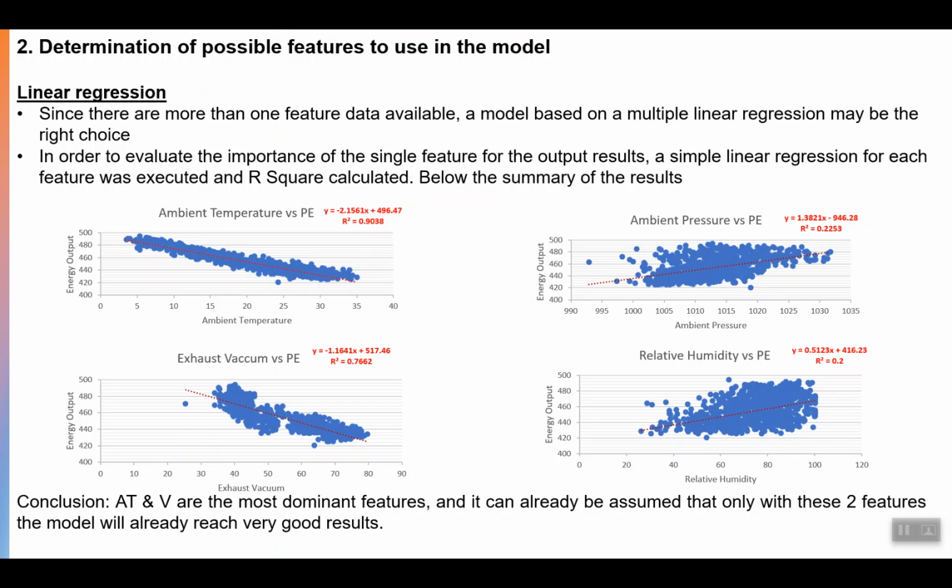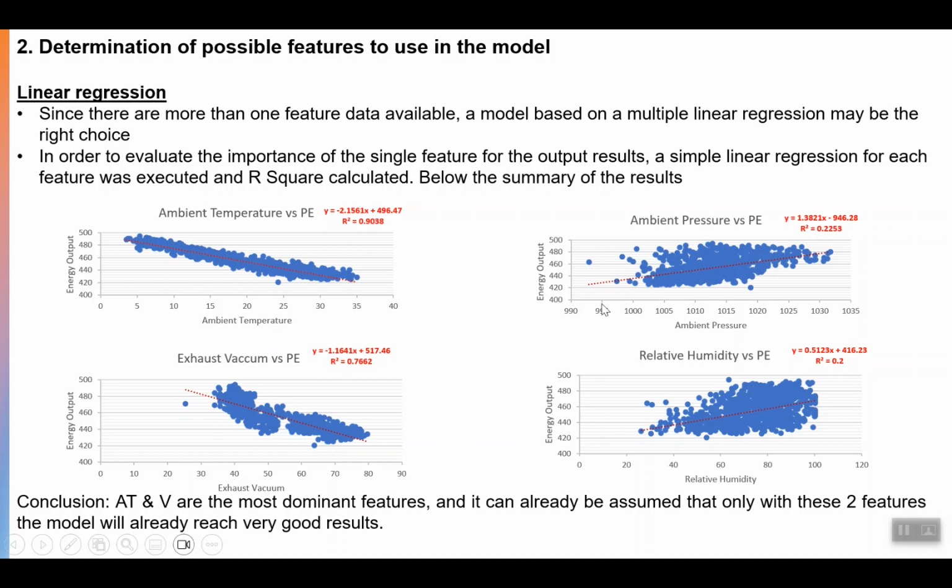Coming to the second part, which was about determination of possible features to use in a model. As we have already discussed, we are taking a linear regression approach on this. So we tried establishing linear regression with each of the features separately, and we can see very clearly that the ambient temperature and the exhaust vacuum are the ones with the maximum R square value. When it comes to the ambient pressure and relative humidity, you can see that the R square values are fairly low.